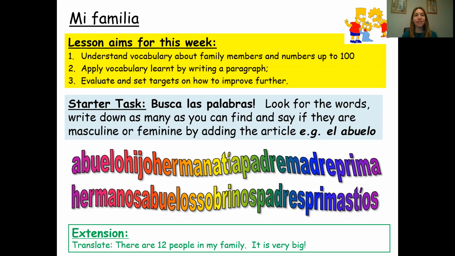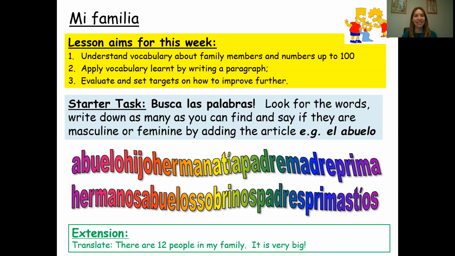Welcome to our second Spanish class of the week, and we're continuing with our topic, Mi Familia, which means my family. So back to our lesson aims for the week. We are looking to understand vocabulary about family members and our numbers up to 100, and that's what we'll be focusing on today. We'll apply the vocabulary learnt by writing a paragraph, which we'll do in a later lesson, and we'll evaluate and set targets on how to improve.